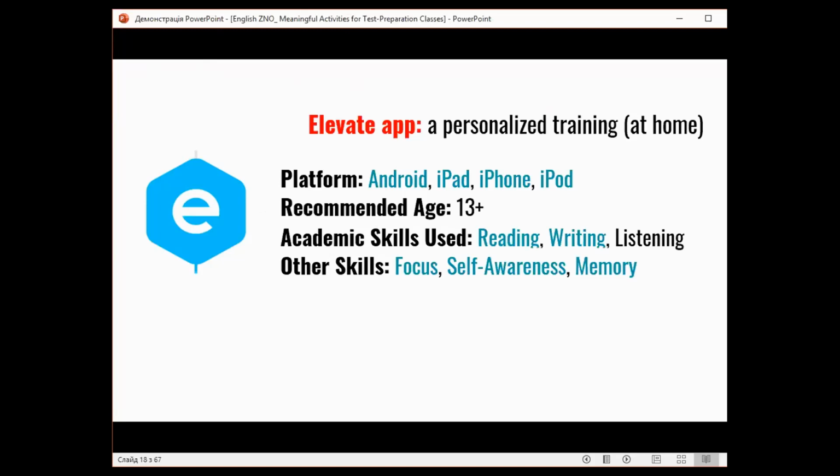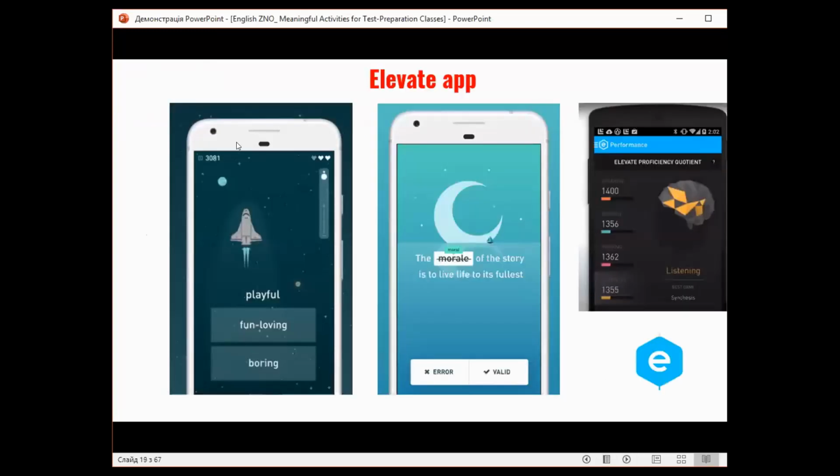Why do I like this app? Because it gives a very personalized training. When your learners register on this app, they have to answer certain questions, and then every day the program will provide them a language quiz, and it's done in a very fun, gamified way. So I'm sure your students will enjoy it, and it will be both fun and meaningful preparation for the test for them. So you're welcome to download it, to try it for yourself and share it with your learners.